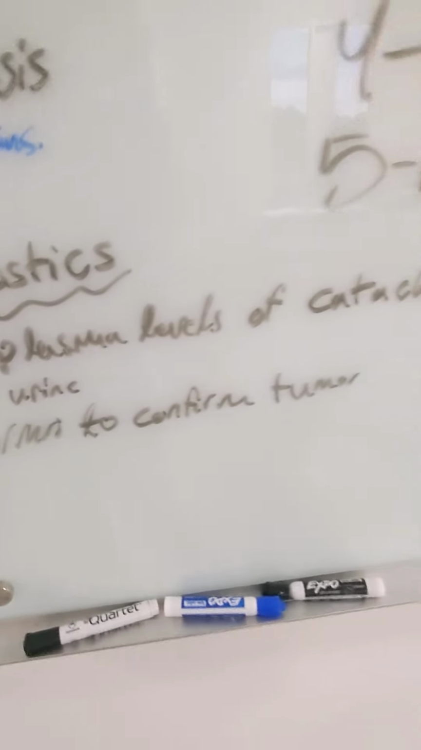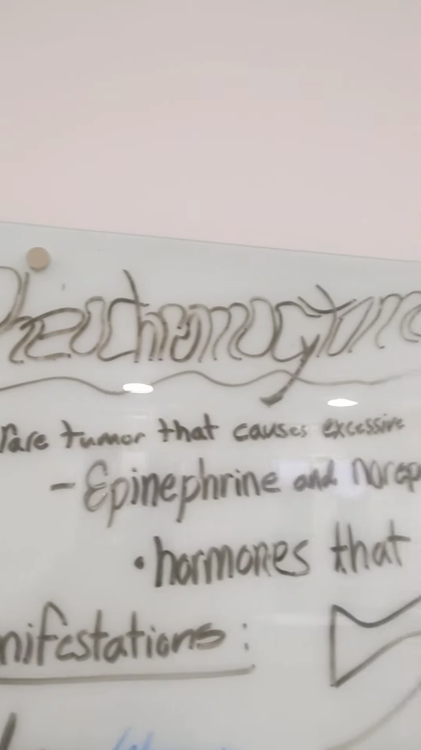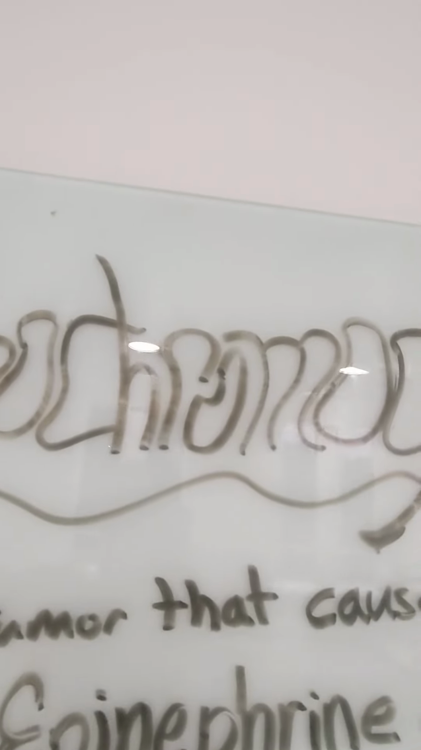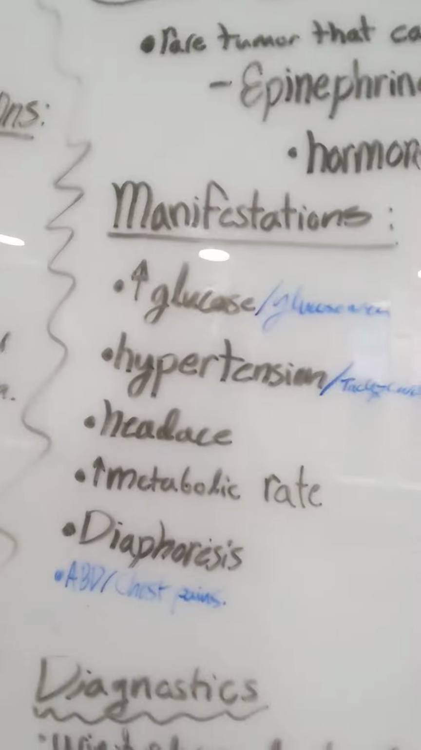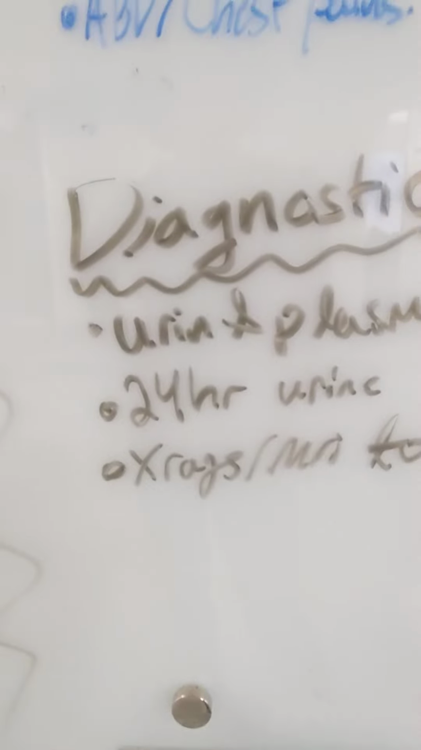24-hour urine, x-rays, and that's gonna be used to confirm the tumor. Another thing about this pheochromocytoma is that it's a film. What did they use before digital cameras whenever they wanted to get an x-ray? They used x-ray film, I think.